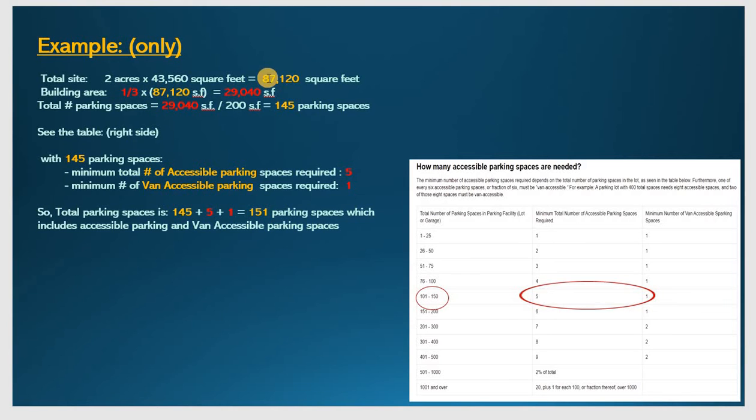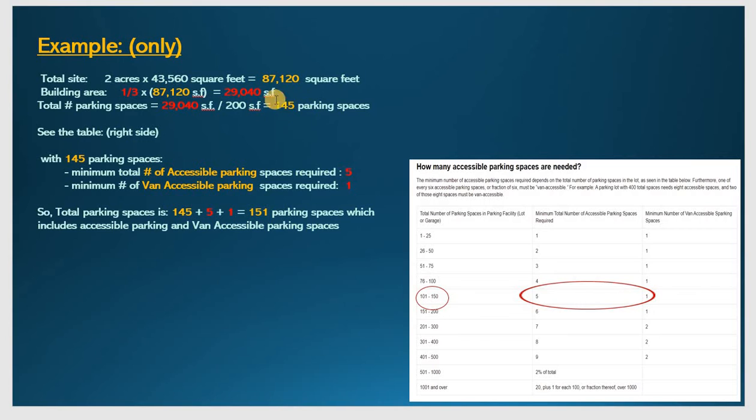You take 1/3 times the total area, and you get the area for the building. Now the parking space count is equal to the total area of the building divided by 200 square feet or 250 square feet. In this case, I let you select 200 square feet for each parking space. So you take the total area of the building, divide it by the area of one parking space, and you get this number. This is the number of parking spaces.